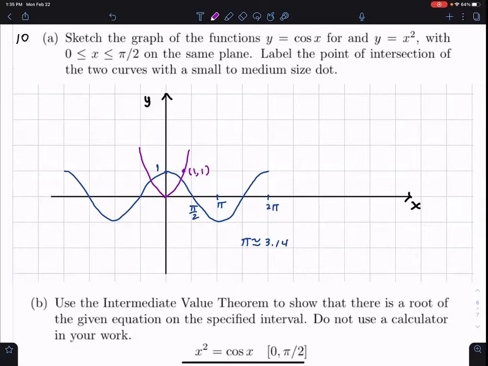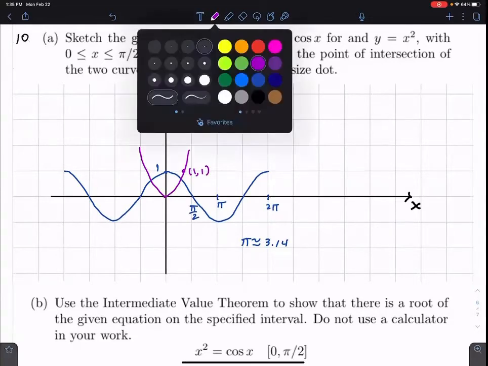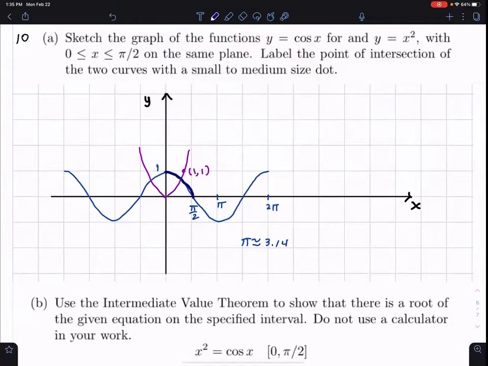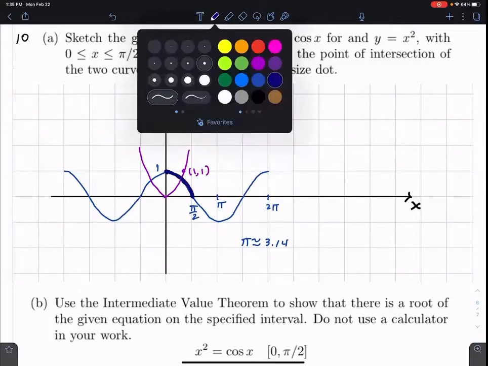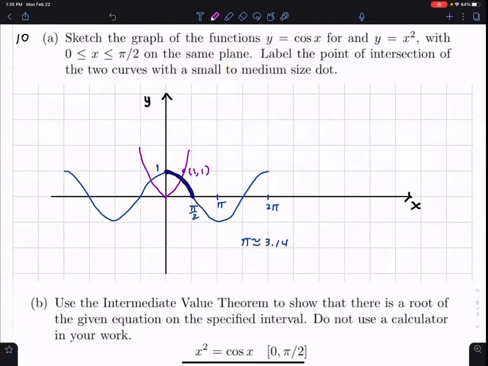But okay, we have those two graphs, right? The point here is, and actually I'm only looking for between 0 and pi over 2. So I'm only looking at this part right here, and this other part here. The point is that they do intersect each other, and they intersect at some point. So the picture shows me there's an intersection.